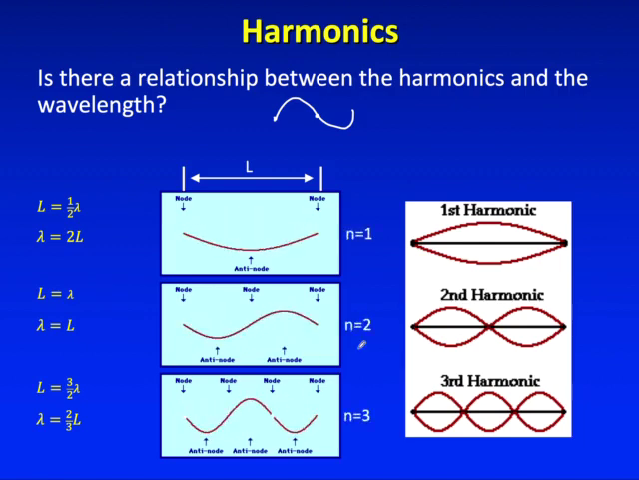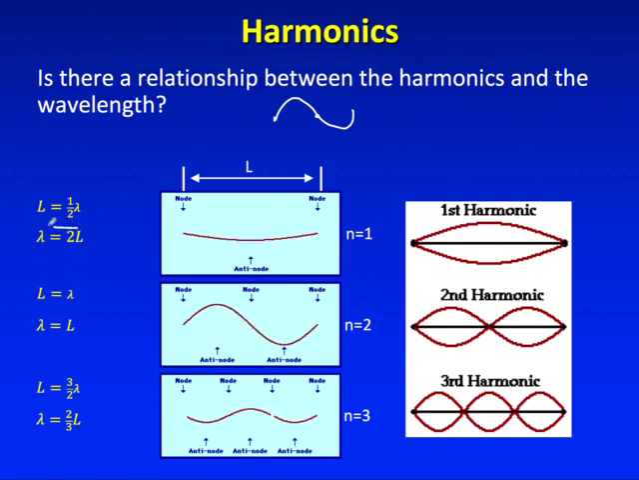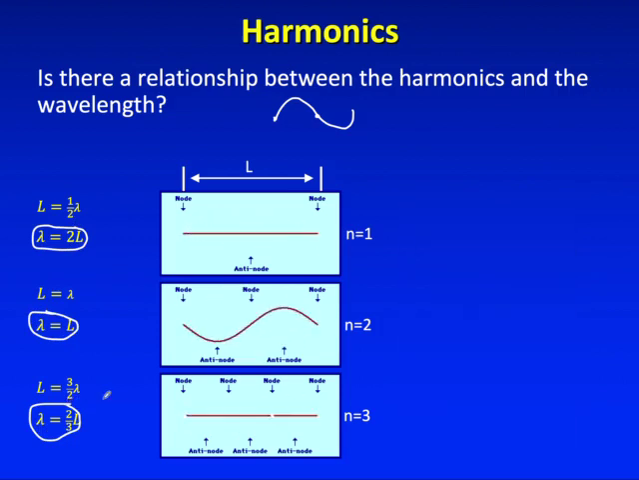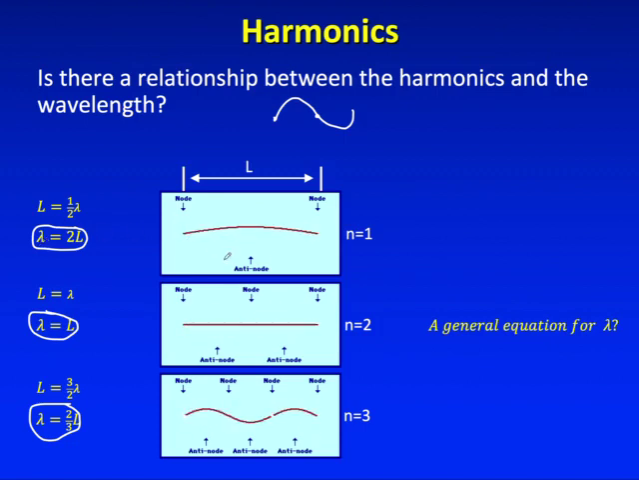If I give these some numbers, if I say the first harmonic is n equals 1, the second harmonic is n equals 2, the third harmonic is n equals 3, is there a mathematical relationship that will give us lambda, the wavelength, based on n? If you look at these equations, you might say, yeah, I can sort of figure it out. Is there a general equation for lambda? If you think about it, when n equals 1, lambda is 2L. When n equals 2, it's L. When n equals 3, it's 2/3 L. Can you see the pattern?